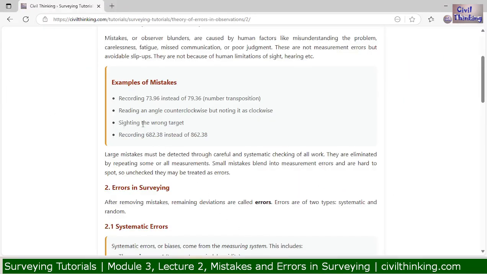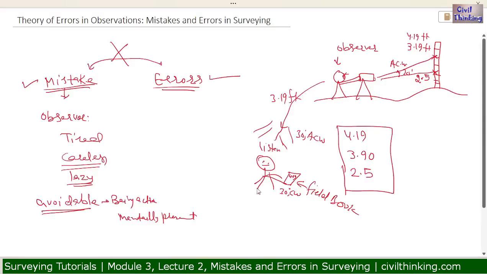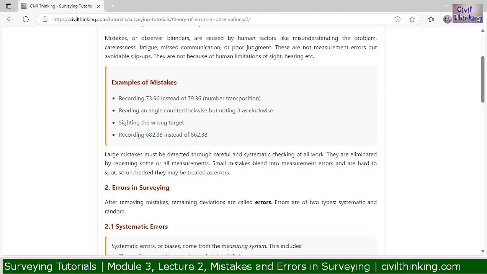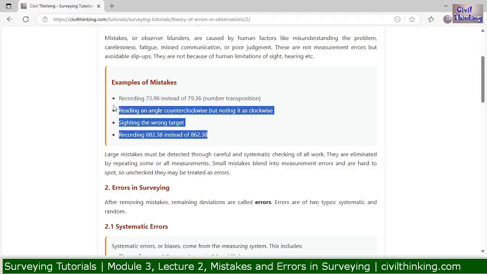Now, sighting the wrong target. For example, you have to target this, but somehow you are targeting something else, because you are lazy or tired or careless. Now, recording this number instead of this. So I have told you these are some kinds of mistakes, but these are not the only mistakes.